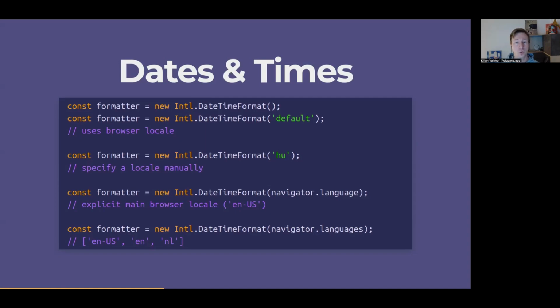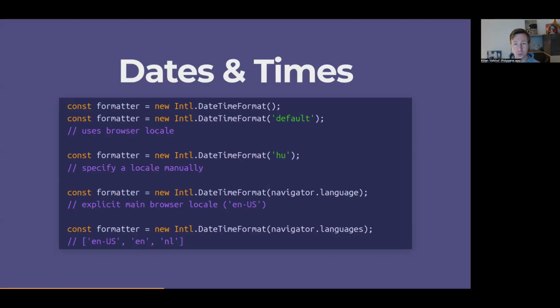But you can also use the navigator.language and navigator.languages browser properties, which will either give you the primary language, so US English, or it will give you an array of the supported languages, sorted in order of the user's preference. So you can see here that navigator.languages is an array, and that is also supported.